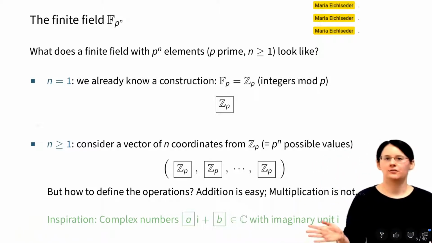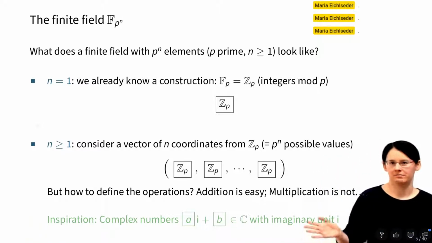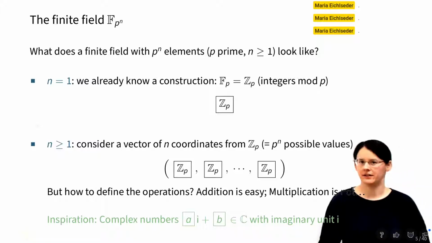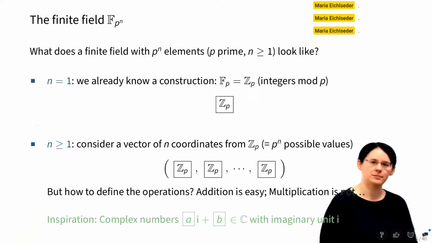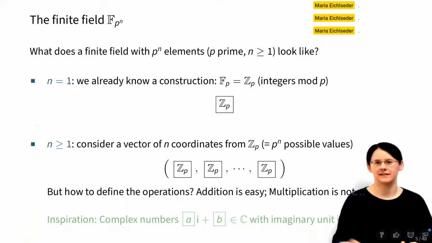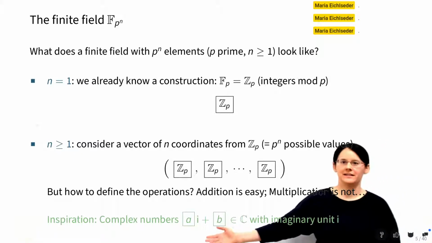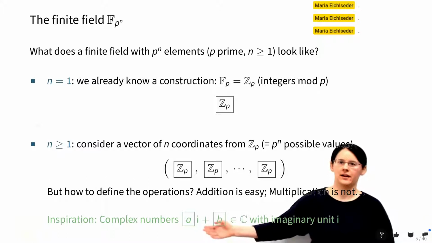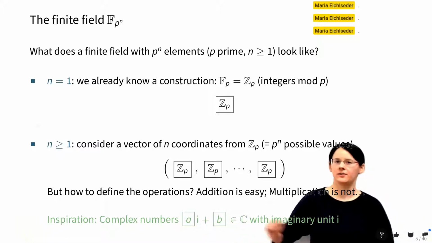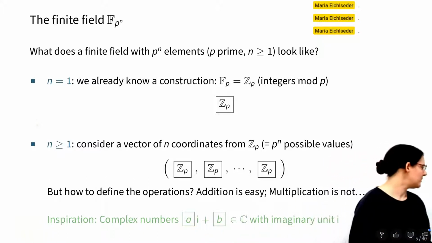So this is the sort of inspiration we want to build on, having a sort of imaginary unit and then defining the multiplication so that it makes sense. And in this case, the multiplication made sense because we had the extra rule that i squared equals -1. We will do something very similar here.